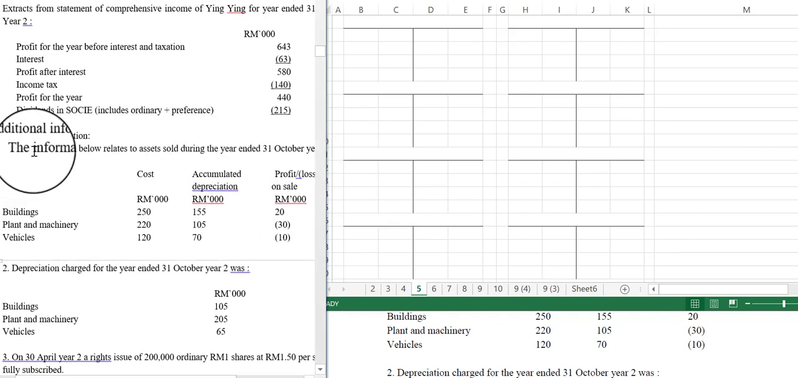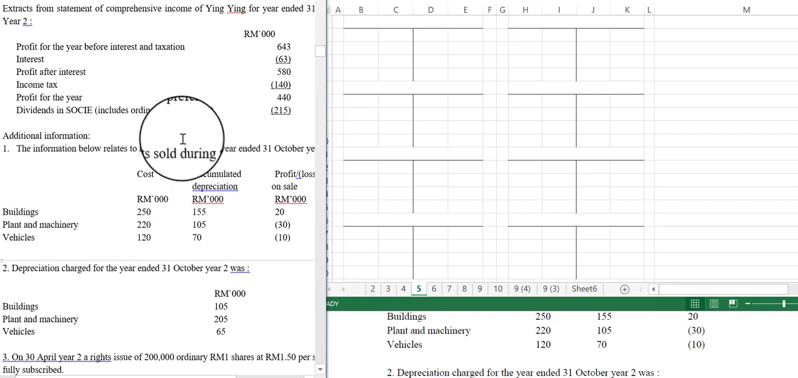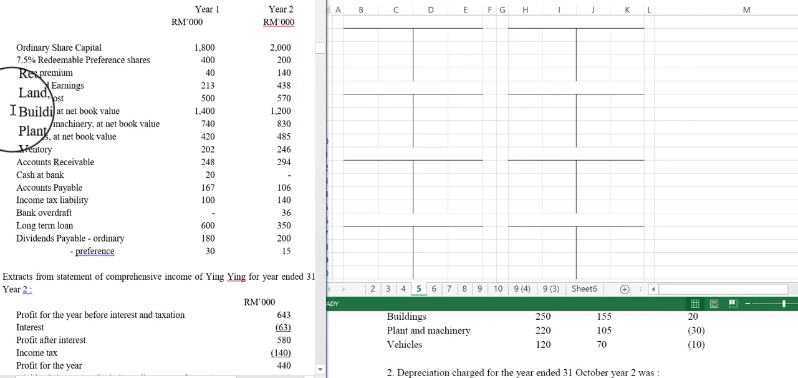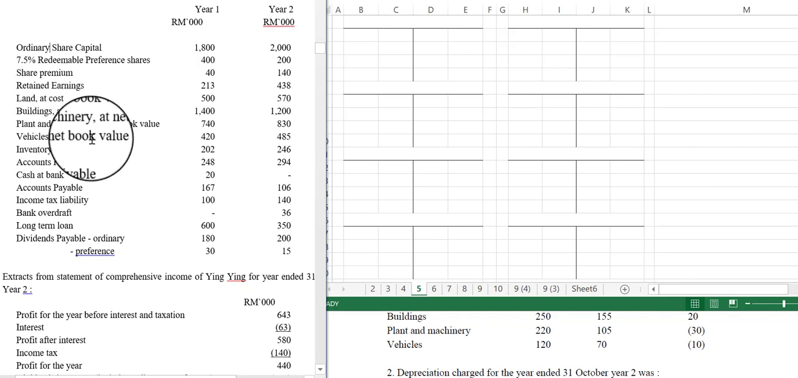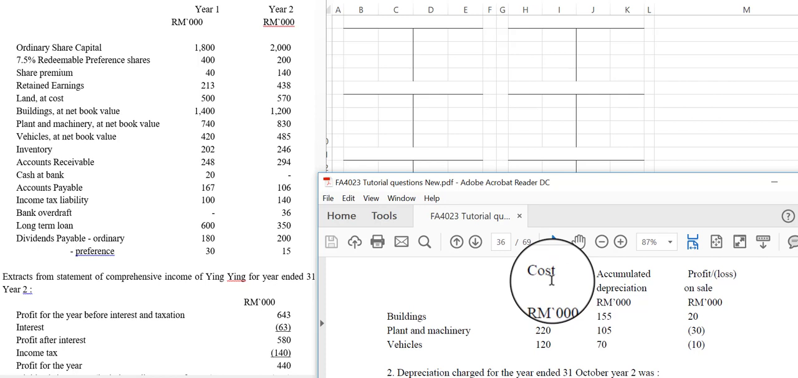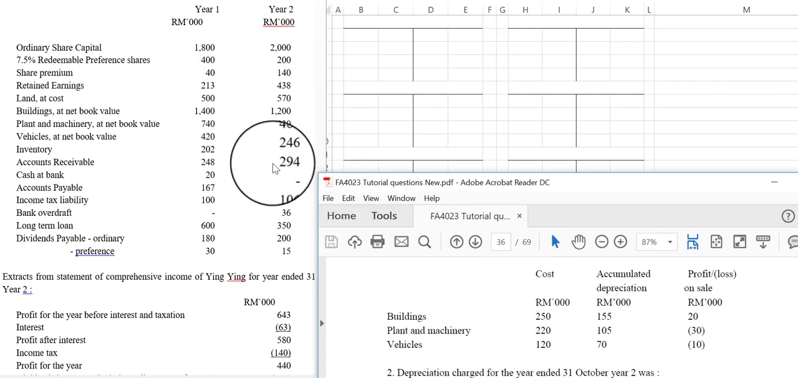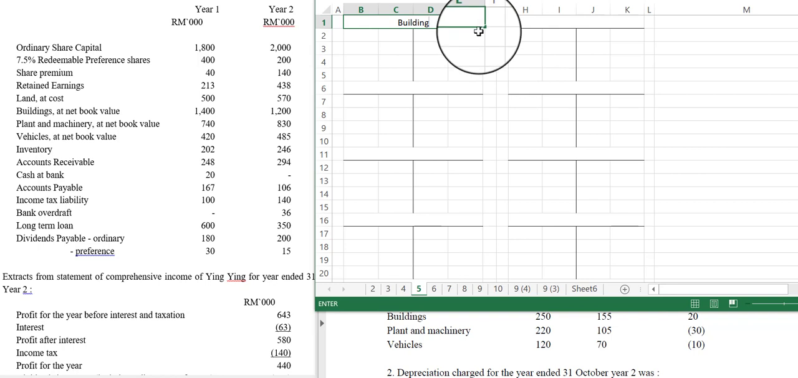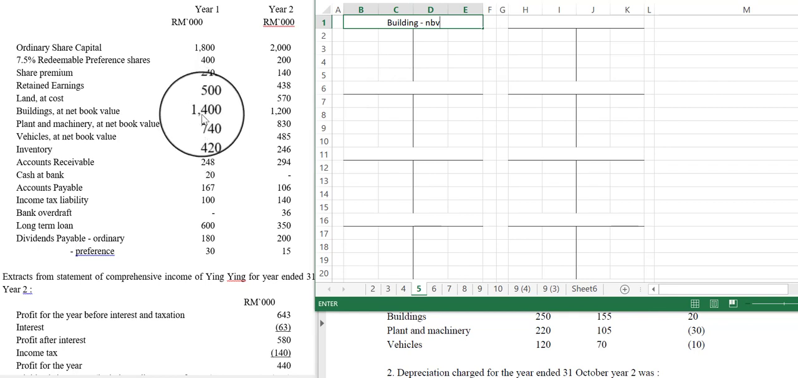So look at here, this is the information on the assets sold, so you have to open a disposal account. You have three different accounts: building, plant and machinery, and vehicles, all at net book value. But when they give you information on the disposal, they give it at cost. So here is net book value, here is cost. When you prepare your accounts for building, you can only prepare at the net book value version because you don't have the cost from here.